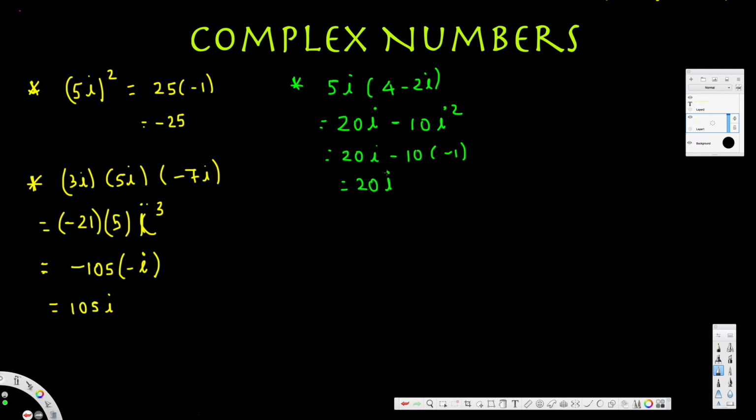20i, and -1 times 10 is -10, negative times negative is plus 10. So we are going to have plus 10 right here. So the final answer is 20i plus 10, and we always write the real number in front. So 10 plus 20i, that's our final answer.